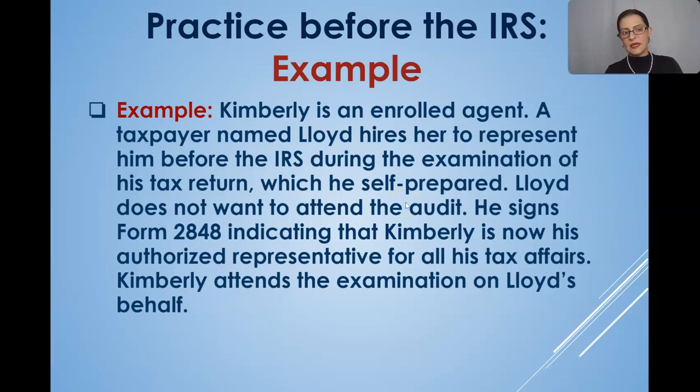Lloyd, in this case, signs the Form 2848, indicating that Kimberly is now his authorized representative for all his tax affairs. Kimberly attends the examination on Lloyd's behalf, and he doesn't have to be there. Kimberly can represent him before all levels of the IRS because she's a licensed enrolled agent. So she has practice rights before all levels of the IRS, not just the examination division, but the appeals division as well.